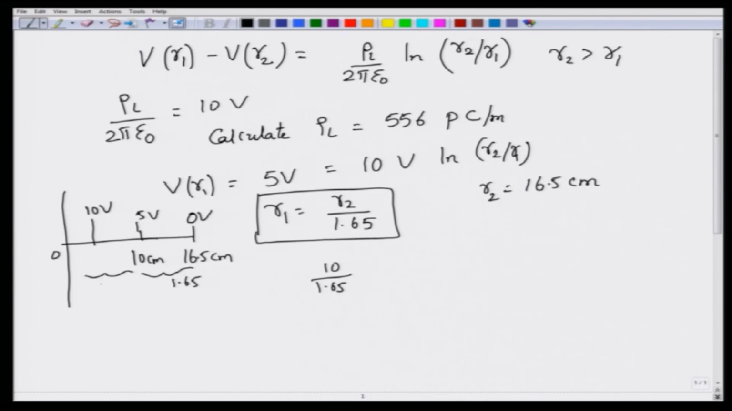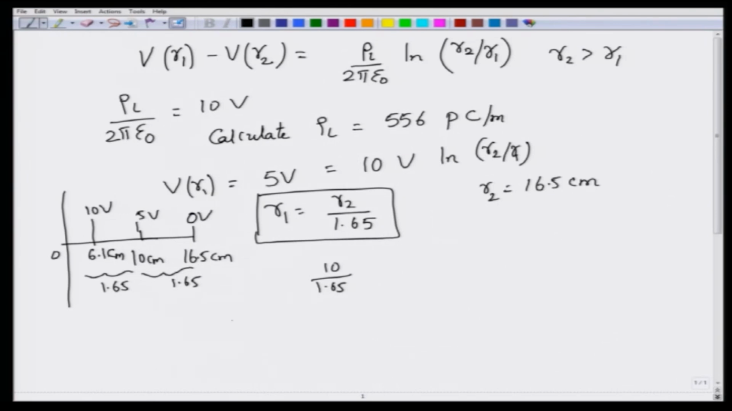Similarly, the ratio between these two must also be 1.65, and the value of R from the origin where the potential will be 10 volts is given by approximately 6.1 centimeters. Okay. So, it would be around 6.1 centimeter. If you continue doing this at different values, you are going to get different potentials, and the potential keeps on rising, and the potential goes as the logarithmic value.